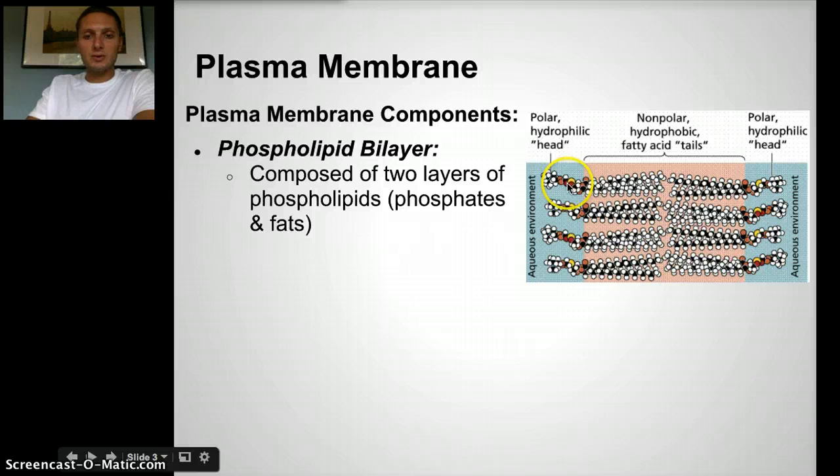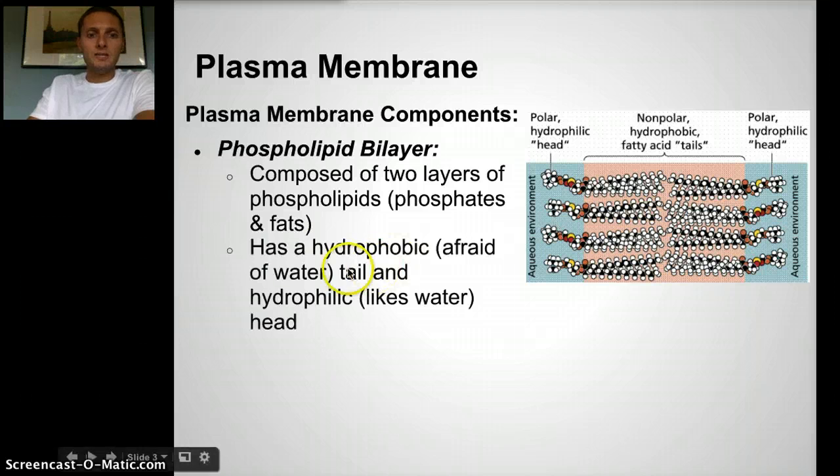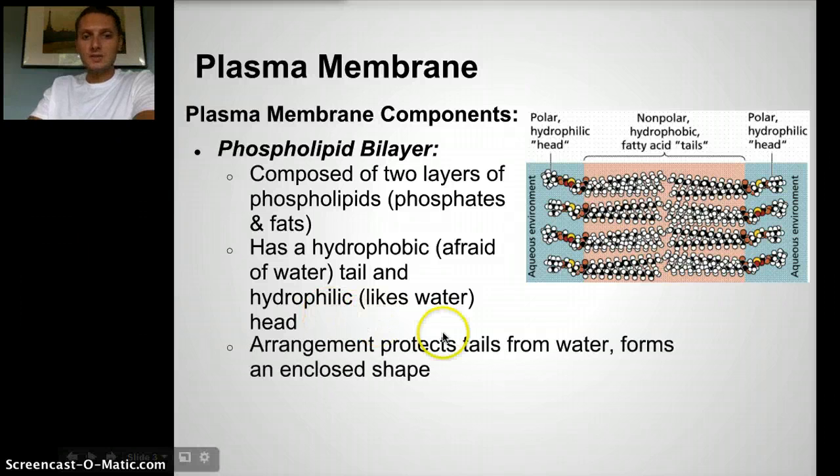On the external portion, the second portion, is our polar hydrophilic head. This is where the phosphate resides, and this portion actually likes water. So what we see is that it has a hydrophobic, or afraid of water, tail and a hydrophilic, likes water, head. This arrangement within the plasma membrane allows these hydrophobic fatty acid tails to be protected from water, or an aqueous environment, by the polar hydrophilic heads.